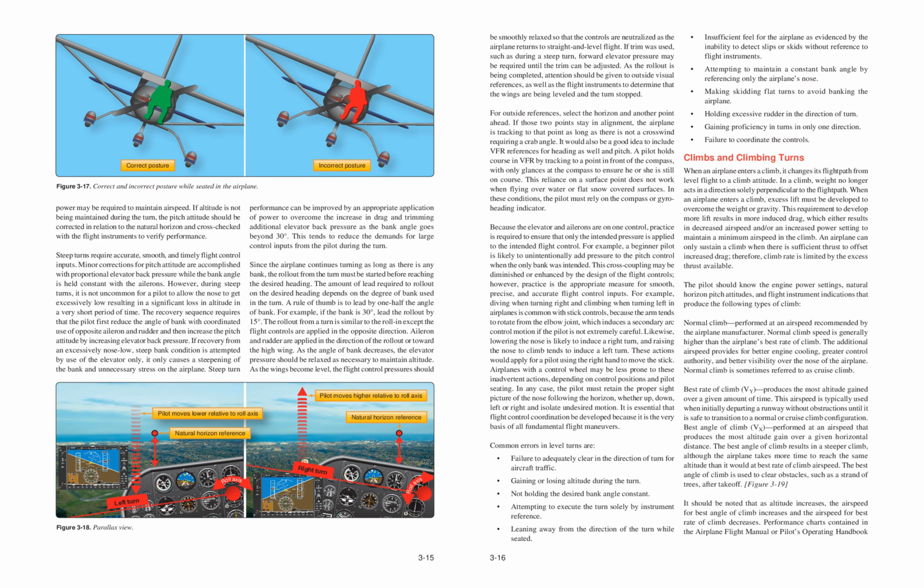For outside references, select the horizon and another point ahead. If those two points stay in alignment, the airplane is tracking to that point, as long as there is not a crosswind requiring a crab angle. It would also be a good idea to include VFR references for heading as well as pitch. A pilot holds course in VFR by tracking to a point in front of the airplane, with only glances at the compass to ensure he or she is still on course. This reliance on a surface point does not work when flying over water or flat snow-covered surfaces. In these conditions, the pilot must rely on the compass or gyro heading indicator.